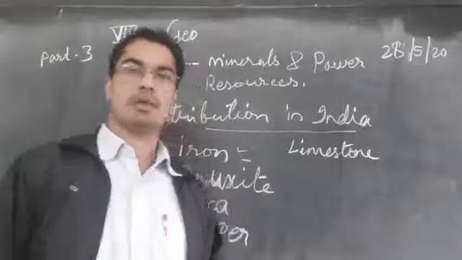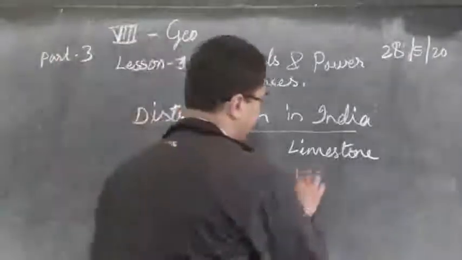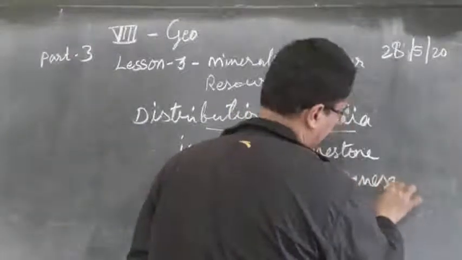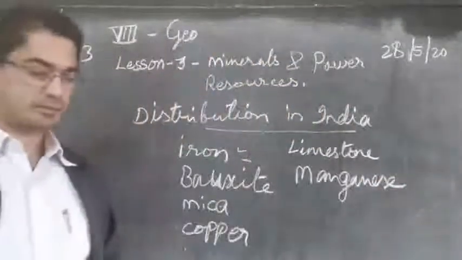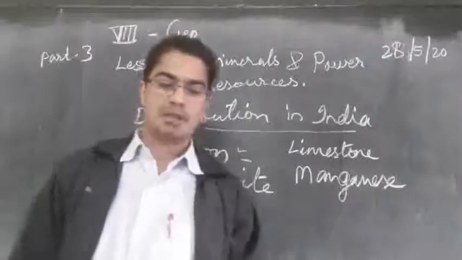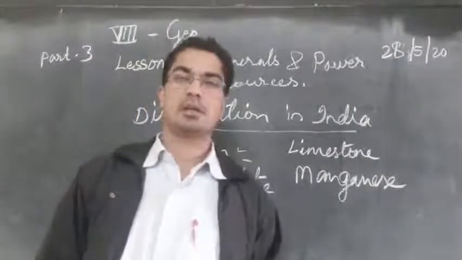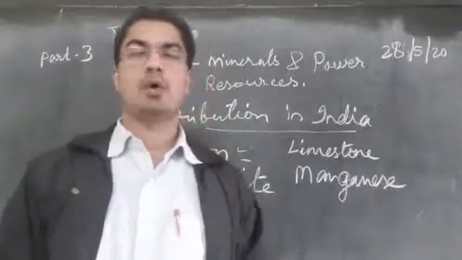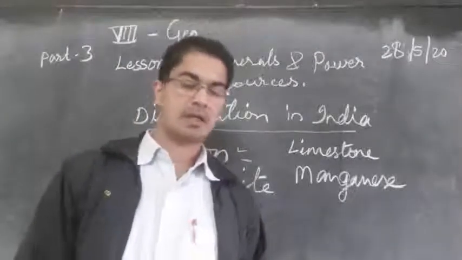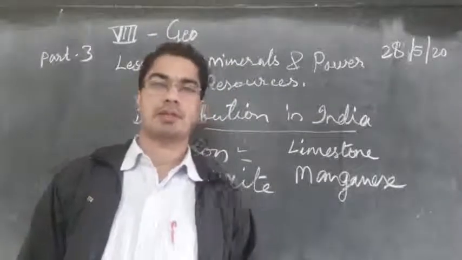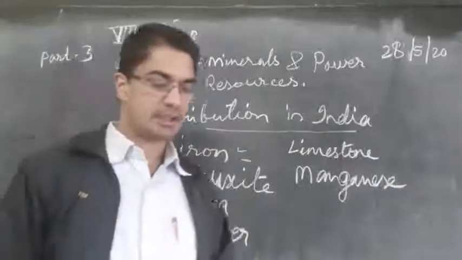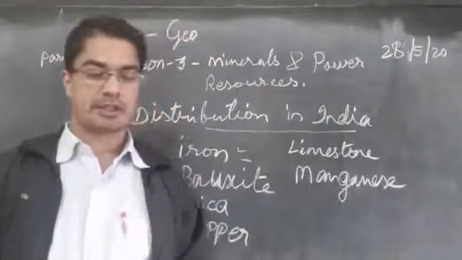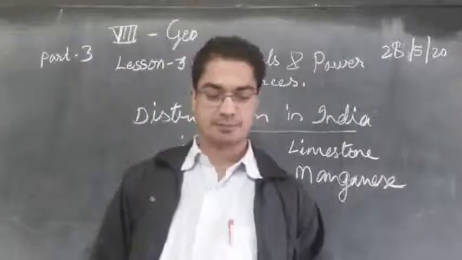Then another mineral is manganese. India's manganese deposits lie in Maharashtra, Madhya Pradesh, Chhattisgarh, Odisha, Karnataka and Andhra Pradesh. So manganese is found in these states.